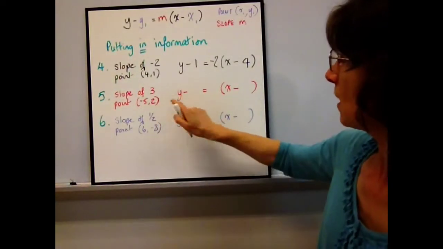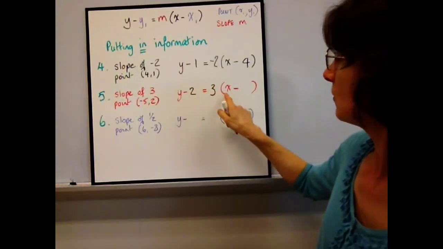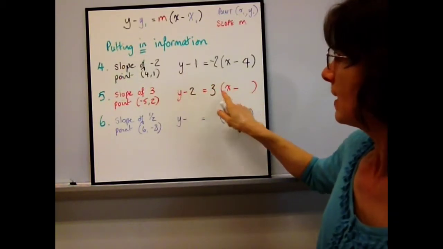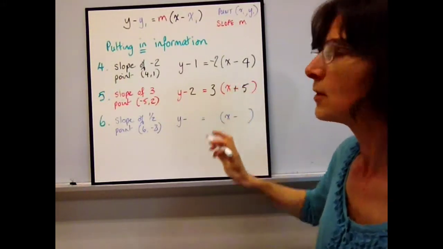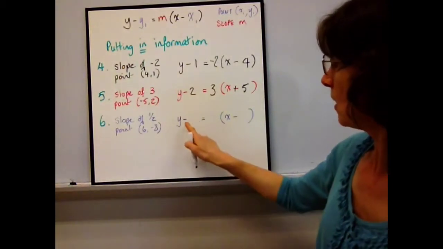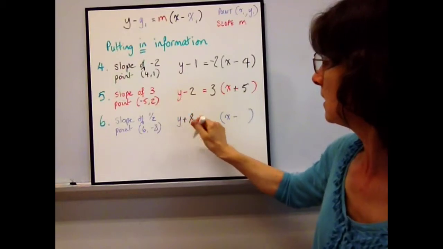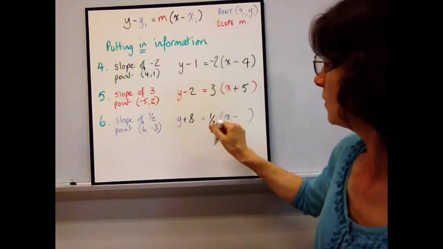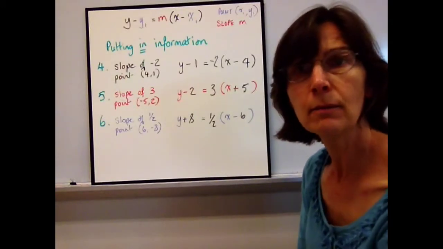Here we have y minus 2 equals slope of 3 multiplied with quantity x. Because if this is negative, I'm going to turn this into add 5 because we were taking away a negative. And the last one, because we're taking away negative 8, we'll change this to y plus 8 equals the slope of 1/2 multiplied with x minus 6. And there we go, plugging information in.